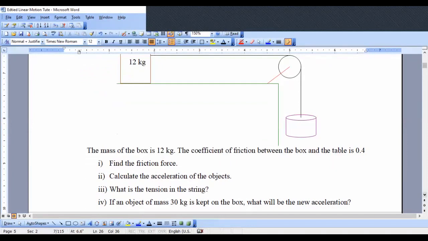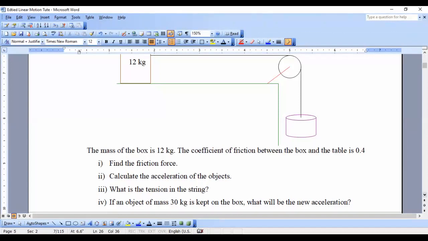The mass of the box is 12 kg. The coefficient of friction between the box and the table is 0.4. First question, find the friction force. Calculate the acceleration of the objects. What is the tension in the string? If an object of mass 30 kg is kept on the box, what will be the new acceleration?